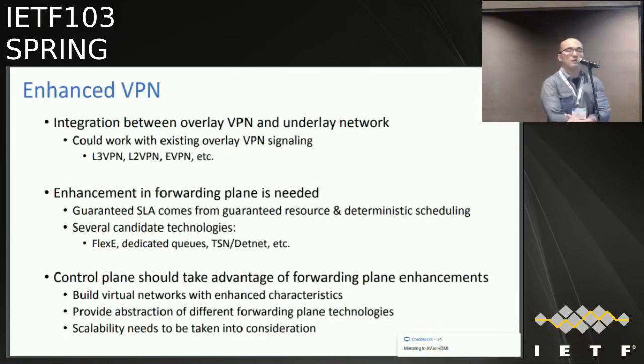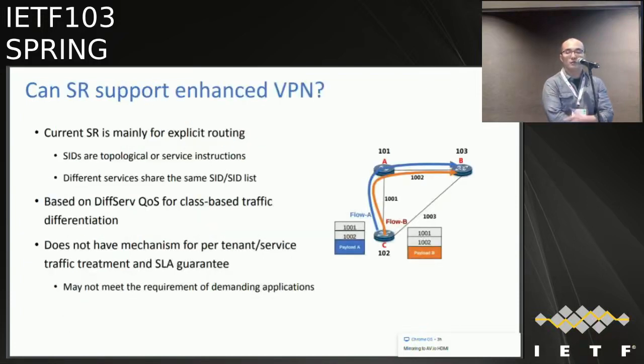So we can see whether segment routing can support the enhanced VPN requirement. We know that currently segment routing is mainly designed for explicit routing. We use different SIDs as topological or service instructions. Then we can see, as shown in this diagram, different service flows can share the same SID or SID list in the packet forwarding.